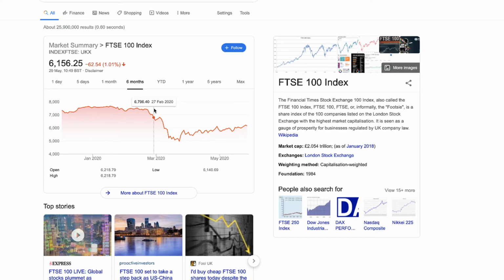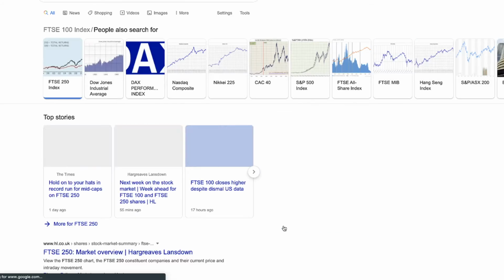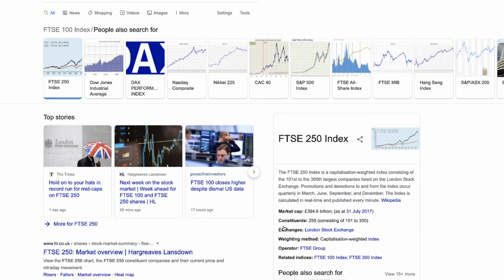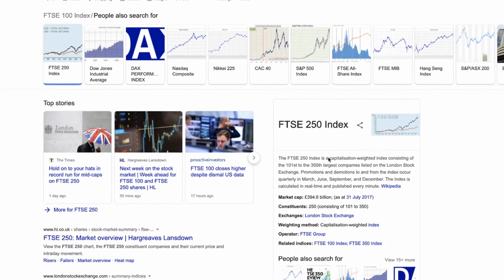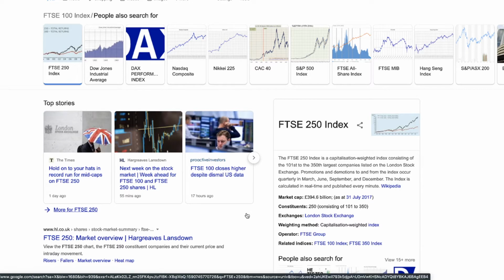Now this relates to why the FTSE 100 is a great kind of indicator for economic performance, because it does tell you how well the economy is doing, how well it's been doing in the past. And you also have many other indexes like the FTSE 250 index, which does a similar job to the FTSE 100 index, except now, as you can see here, we are looking at the 101st to 350th largest companies listed on the London Exchange.